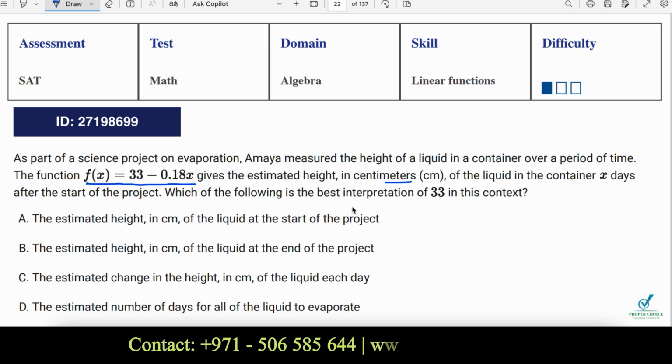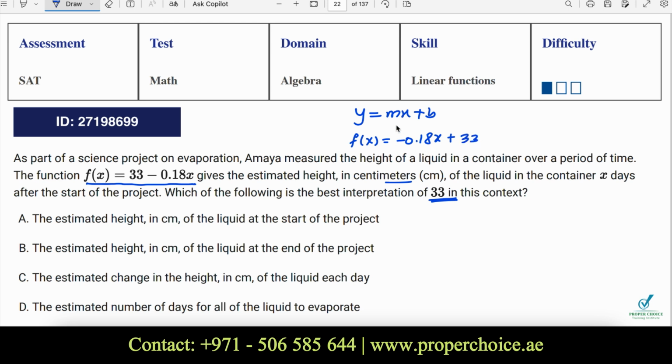Which of the following is the best interpretation of 33 in this context? If you look very carefully, this has been given in the form of the equation of a straight line, which we generally refer to as a linear equation, y = mx + b. This can also be written as y = f(x) = -0.18x + 33, and we know m represents the slope, the rate at which the value changes, and b represents the y-intercept.